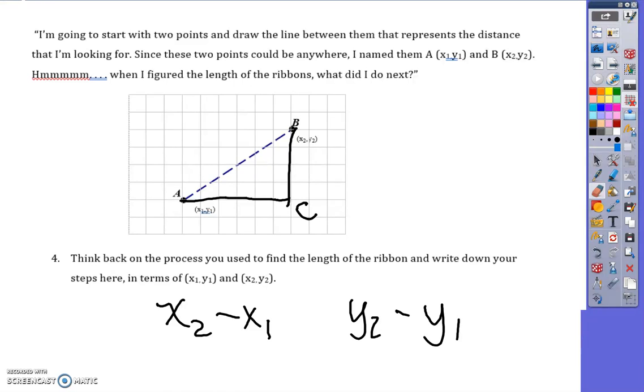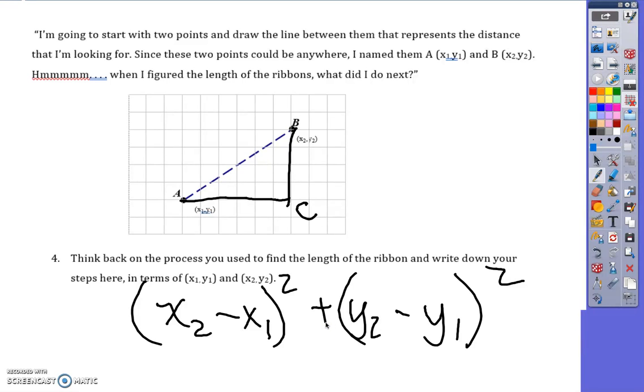So just ruminate on that for a minute. What's happening is we're trying to figure out the distance between those 2 points. And so there they are. That's our distance. What did we do next? Well, next I squared them and added them.